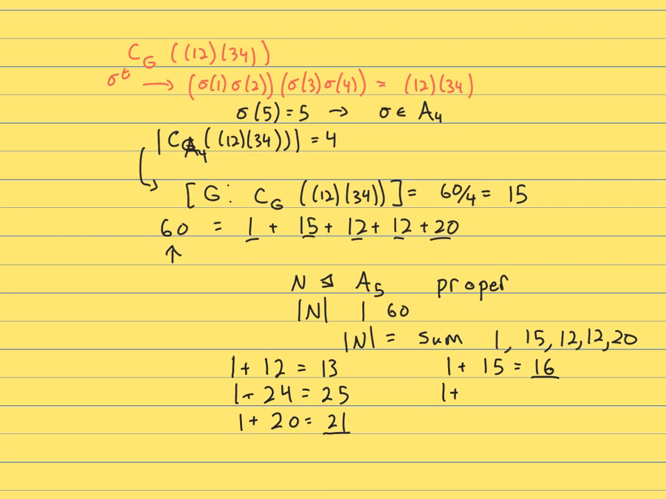And finally, 1 plus 20 plus 15 is 36, not a divisor of 60. The only way to get a divisor of 60 is to add 24 to that, which gives you 60. And so the only sums that give you a divisor of 60 is 1 by itself and everything, which means that the only normal subgroups are the trivial one and the full group.